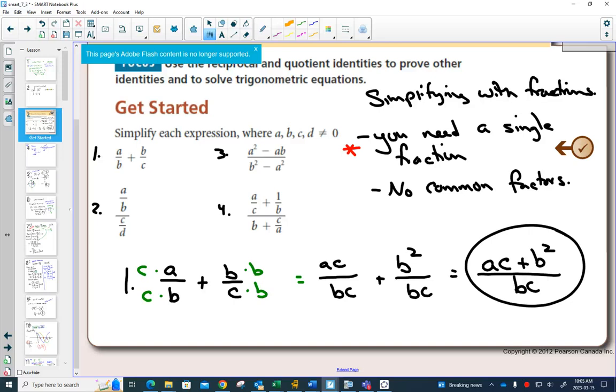So this is the skill that we need to be able to do. We need to be able to write something as a single fraction, and if you're adding or subtracting fractions, you need a common denominator.